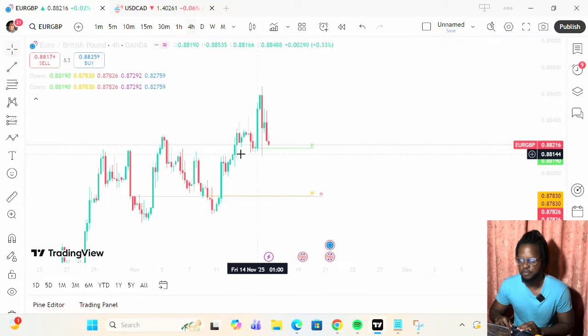It's raining really loud. I don't know if you guys can hear that. But if we can take out some liquidity here or come back into this demand zone, we can look for longs.